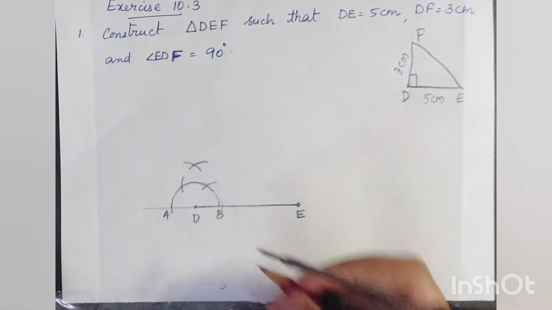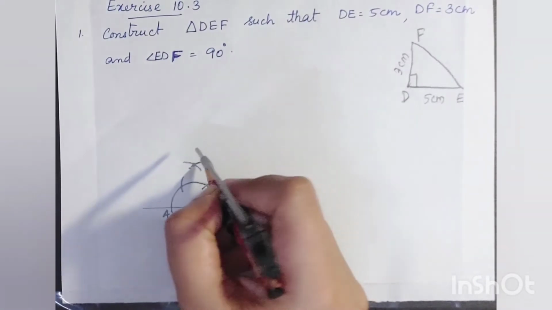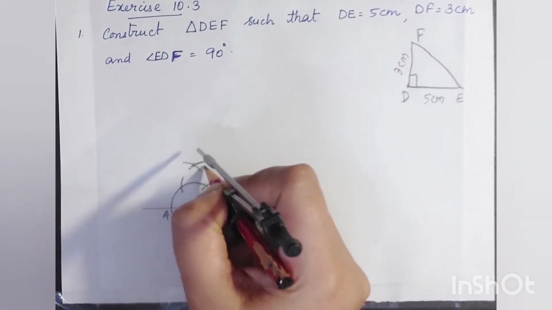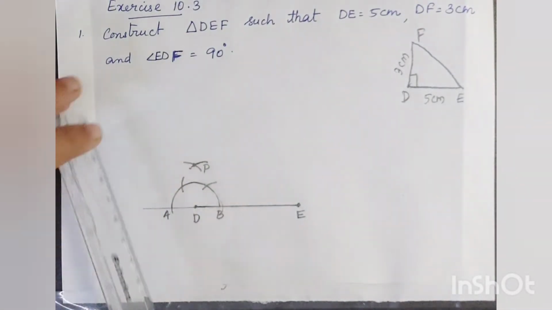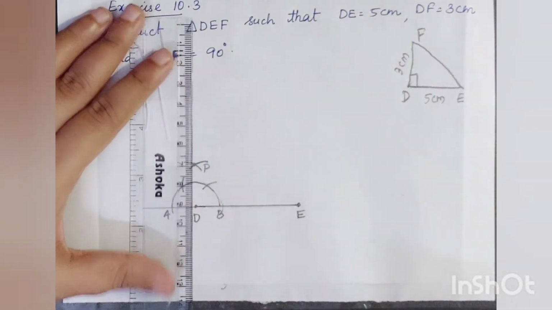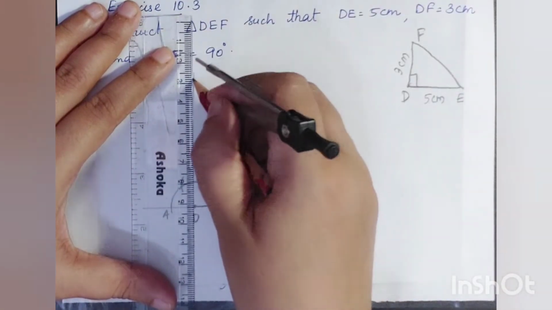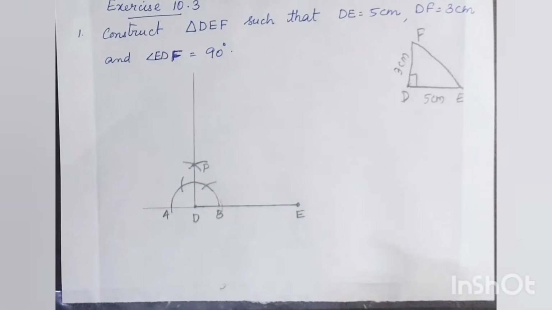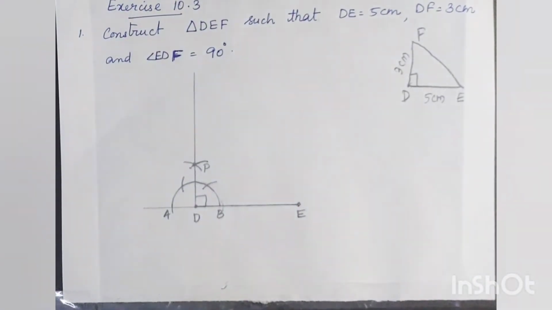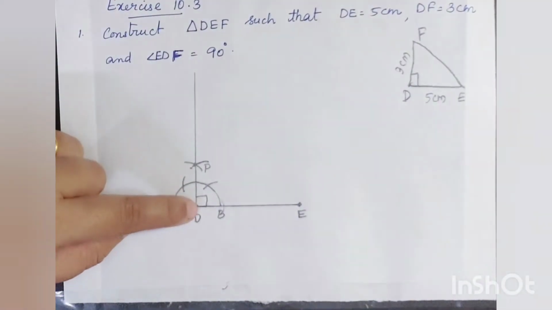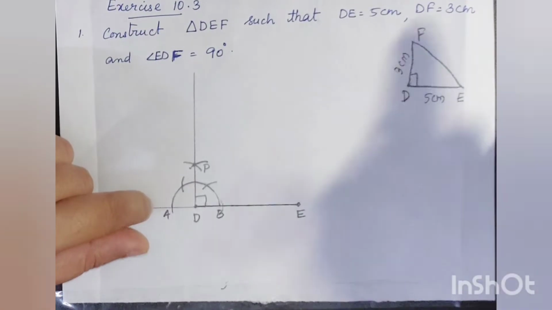Okay, now these two arcs cut at a point here. Let that be P. Okay, now draw a line joining D and P. Okay, this is 90 degree now. Okay, now we have constructed the angle D, which is equivalent to 90 degree. Now what is the next step?